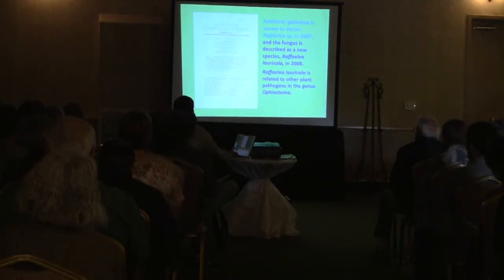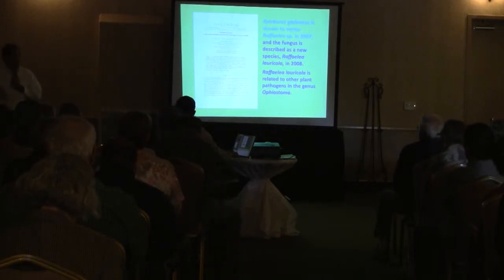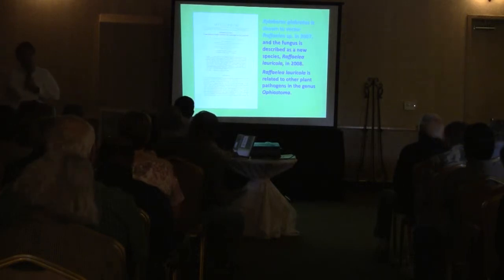In 2008 then, this new fungus, brand new to science, was described. It's now called Raffaelea lauricola. We know that it's related to other ascomycete pathogens in trees, in particular the one that causes Dutch elm disease. So that Ophiostoma group includes some plant pathogens. Most of those, however, that are related to the ambrosia fungi and ambrosia beetles are not pathogens, but saprophytes.